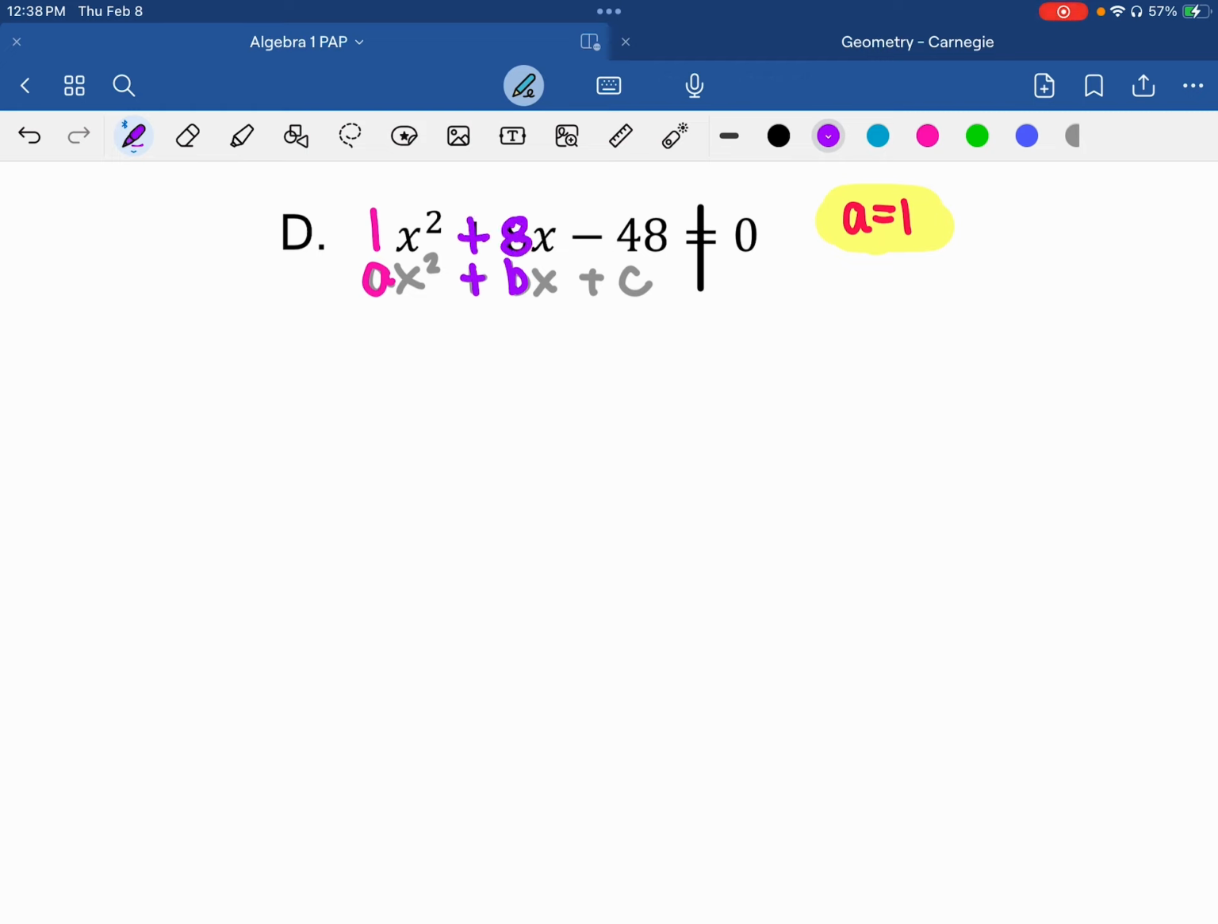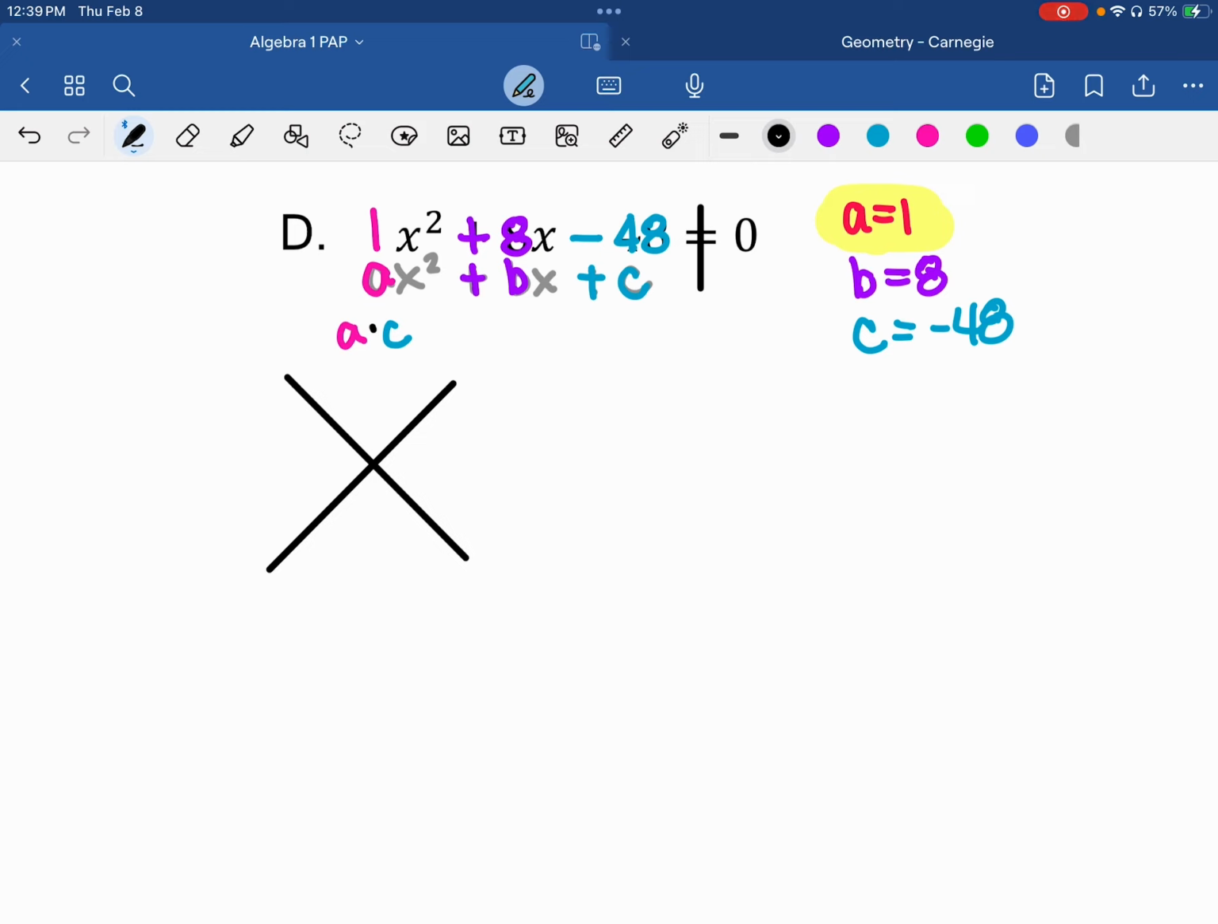There's our B value. This time our B value is 8. And lastly, remember, grab your C value. It is -48. Let me not forget that. There we go. Okay, so now I'm going to go ahead and set up my X. Perfect. I'm going to multiply A, which is 1, times C, which is -48. 1 times -48 is -48. And I'm going to put my B value down below. My B value is +8.